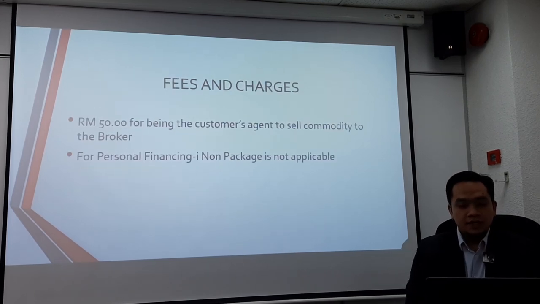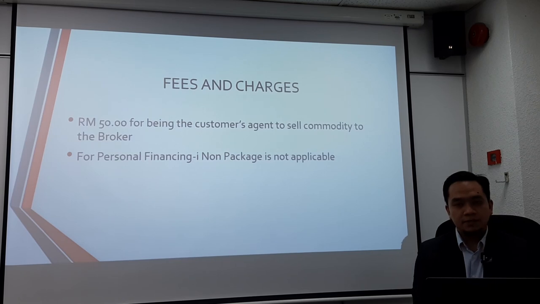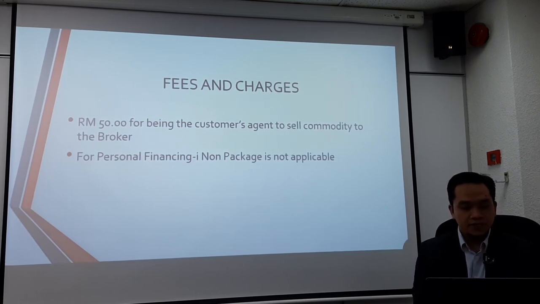And then, lastly, the fees and charges for applying for this personal financing. First, RM50 for being the customer's agent to sell the commodity to the broker. And for the Personal Financing-i non-package, the fees and charges are not applicable.